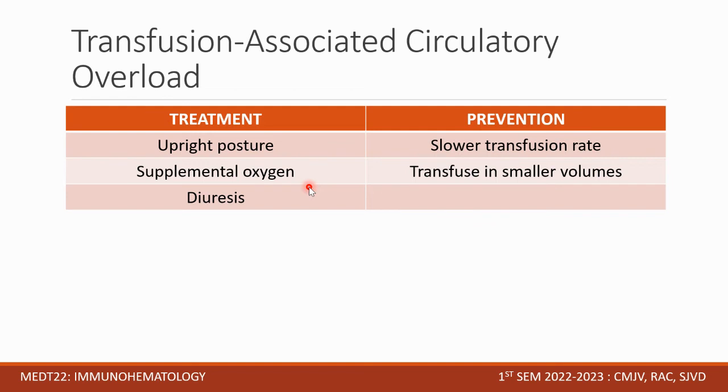Transfusion-associated circulatory overload treatment. So we can use upright posture to help relieve the symptoms. Okay, and then supplemental oxygen and then diuresis. Okay, for prevention, we can use lower transfusion rate or transfuse in smaller volumes para makatulong mo ng makarecover yung heart before mag-transfuse ulit.